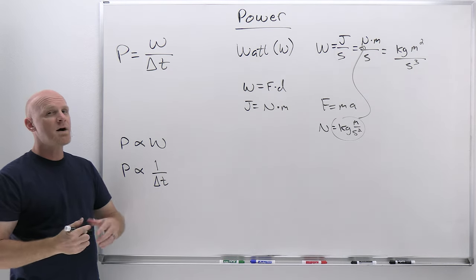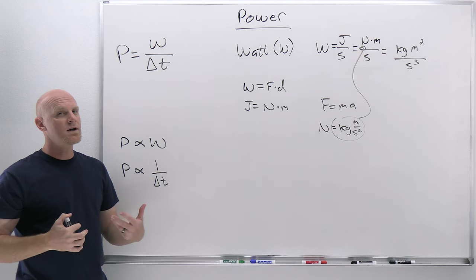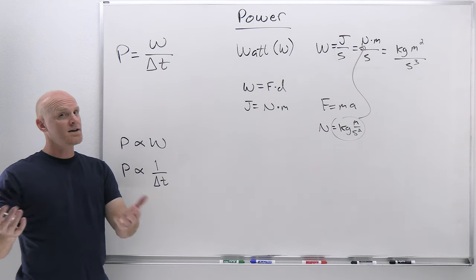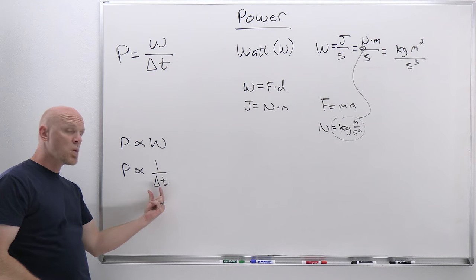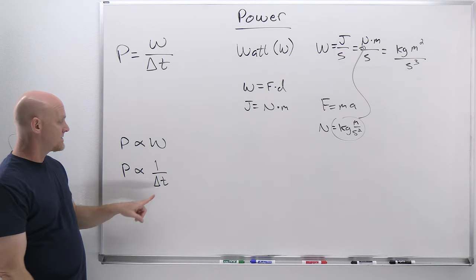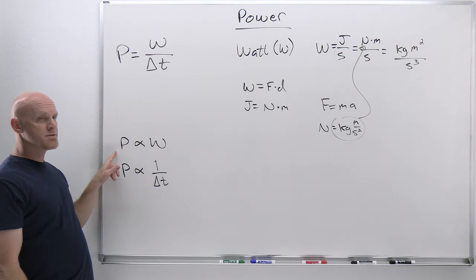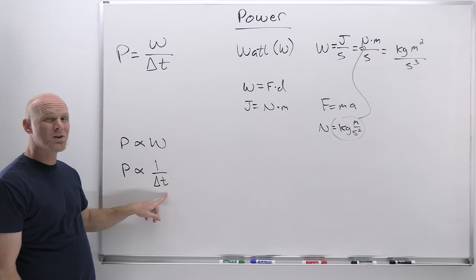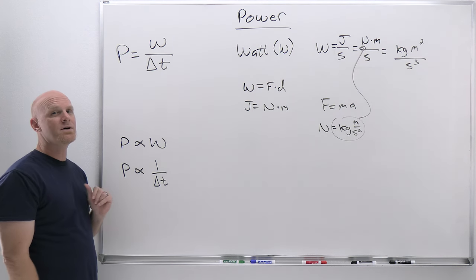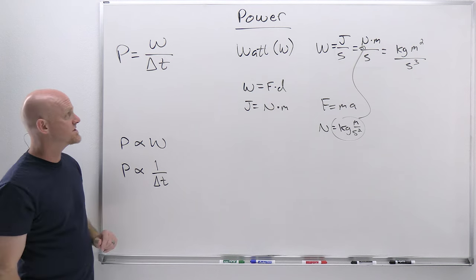So in this case, it's about the rate at which work can be delivered. So if you want to have a faster rate, i.e. more power, you actually want a shorter duration of time. And so like we said, if you double the work, you double the power. But if you double the amount of time in which that work is delivered, you're actually cutting the power in half. There's an inverse relationship.